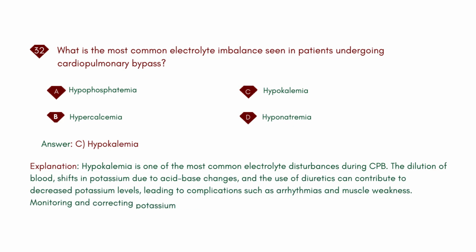The dilution of blood, shifts in potassium due to acid-base changes, and the use of diuretics can contribute to decreased potassium levels, leading to complications such as arrhythmias and muscle weakness. Monitoring and correcting potassium levels are essential during CPB.